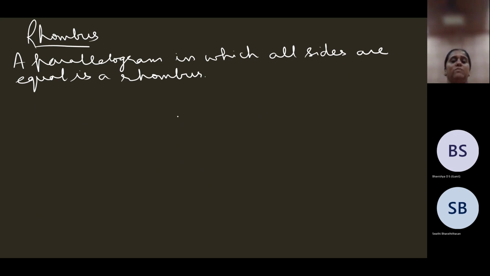So a rhombus is also a parallelogram. In a parallelogram, only opposite sides are equal. Supposing in a parallelogram, all sides are equal, then it's called a rhombus. A rhombus is a parallelogram in which all the sides are equal.